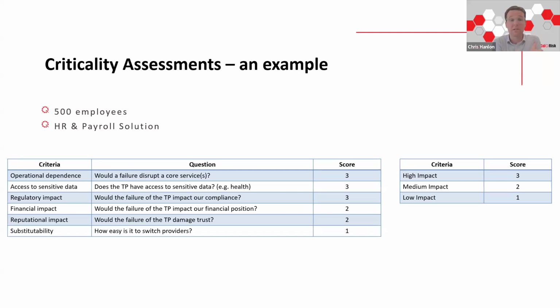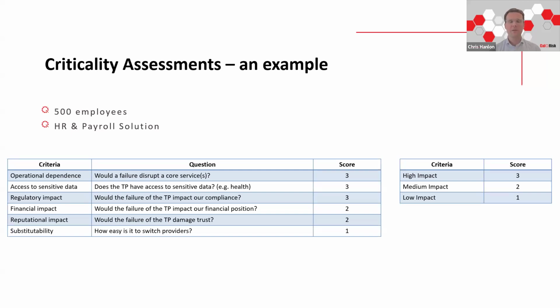So I said, in my dummy organization, I have 500 employees, and I'm worried about an HR and payroll solution. I've put a very simple scoring method on the right-hand side, and I just said high impact, medium, and low. And then I went down through each of those previous assessment criteria that we had, and I scored them against it. So I said, look, actually, operational dependence, we have a huge dependence on this provider. They do all our HR stuff, all our payroll, everything else around it. They have access to lots of sensitive data, financial, health, personal, whatever it might be.